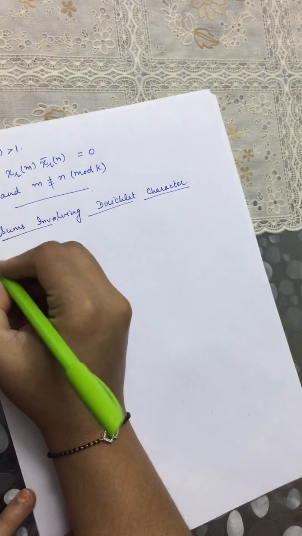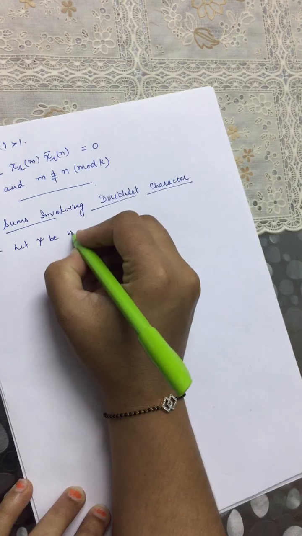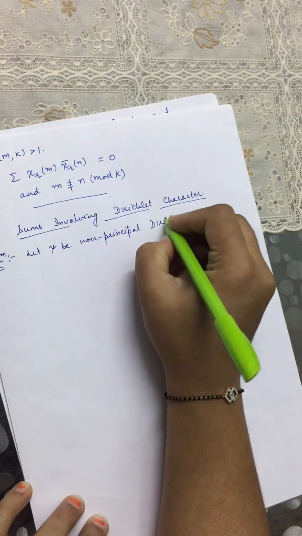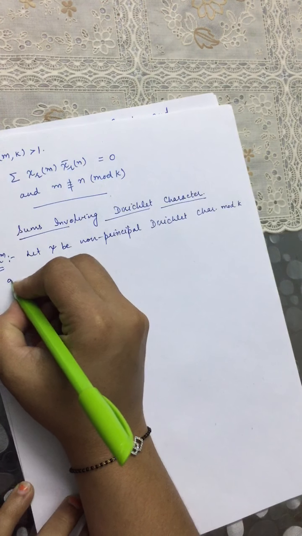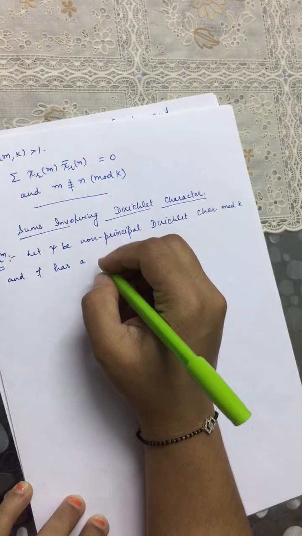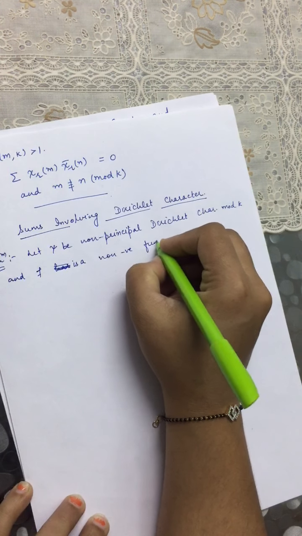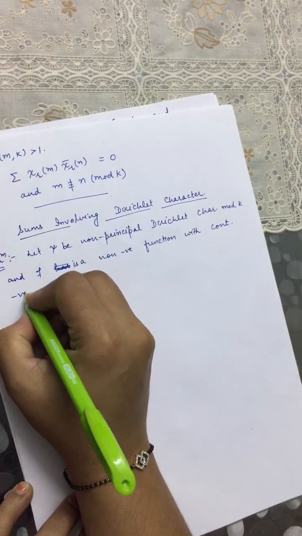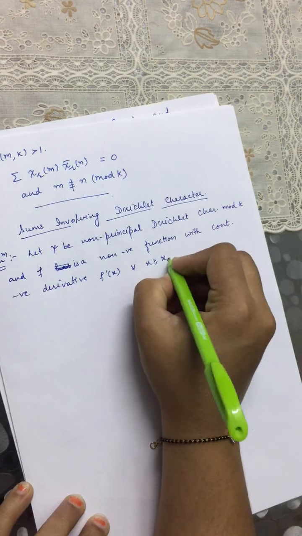The theorem says if chi is a non-principal Dirichlet character modulo k, and f is a non-negative function which has a continuous negative derivative for all x greater than or equal to some fixed x naught.